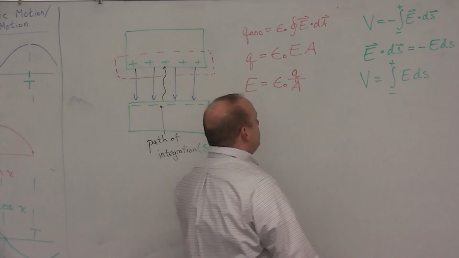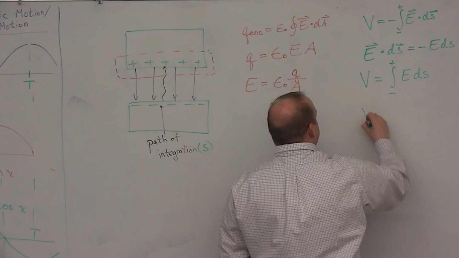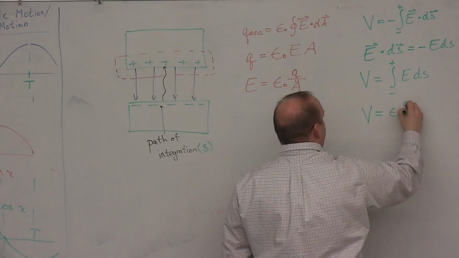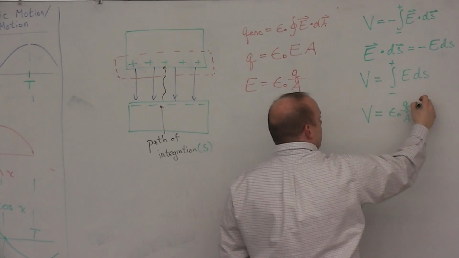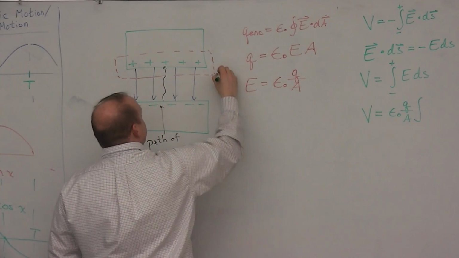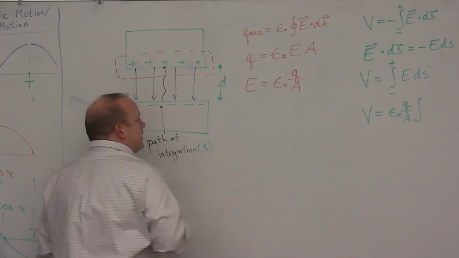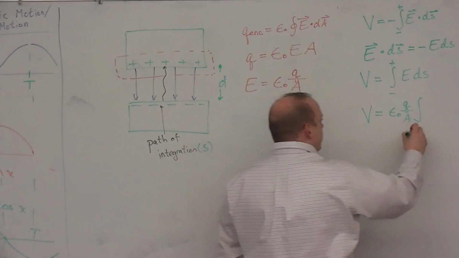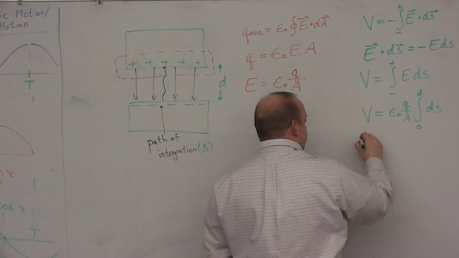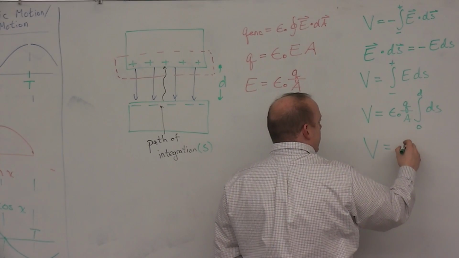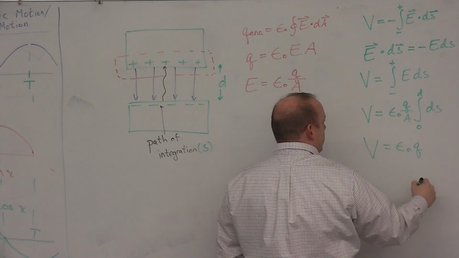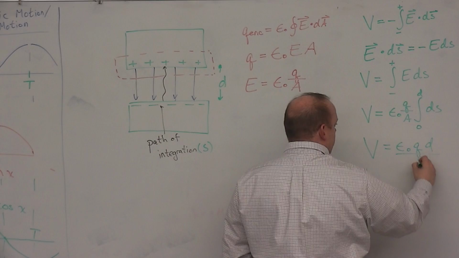Now, I know that the electric field is constant in there, so my voltage here is epsilon naught Q over A. That's what E is. I integrate. From negative to positive, I should have mentioned earlier that the distance between these two plates is a distance d. So I'm going to go from 0 to d over ds. Well, that's going to make my voltage here equal to Q d over epsilon naught A.